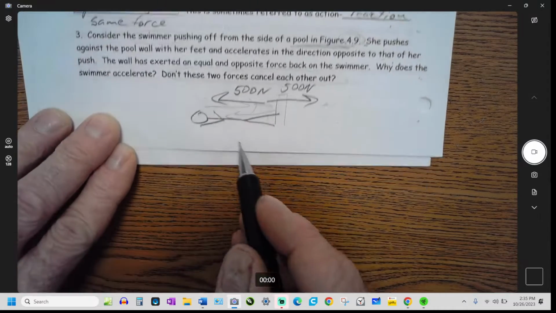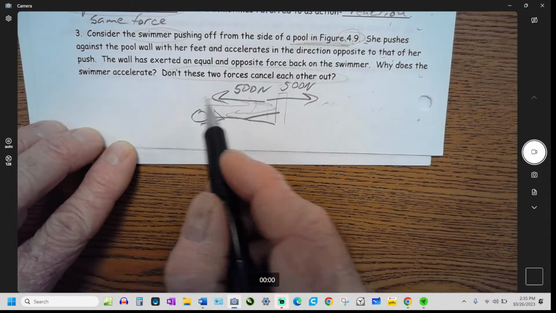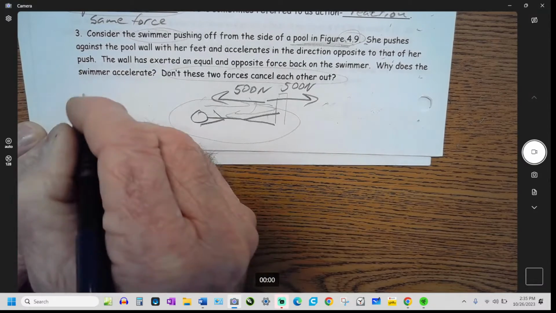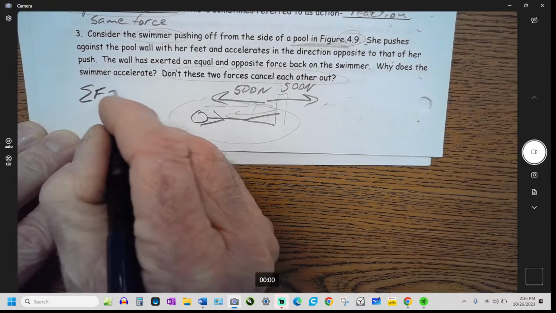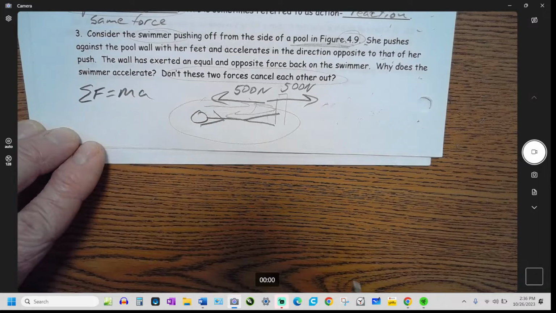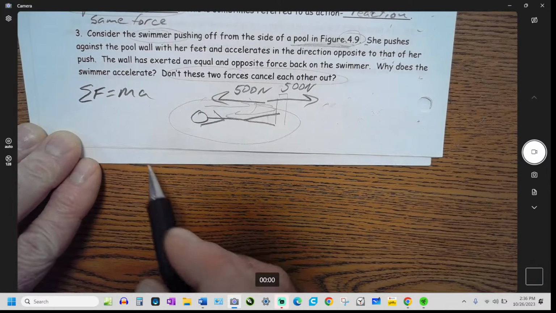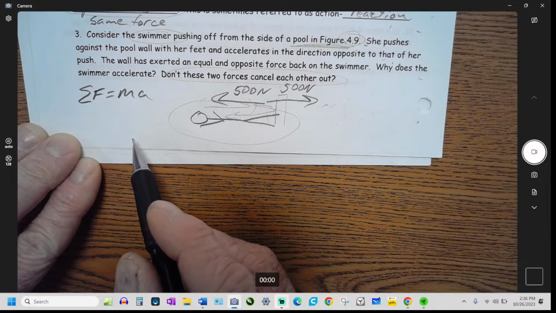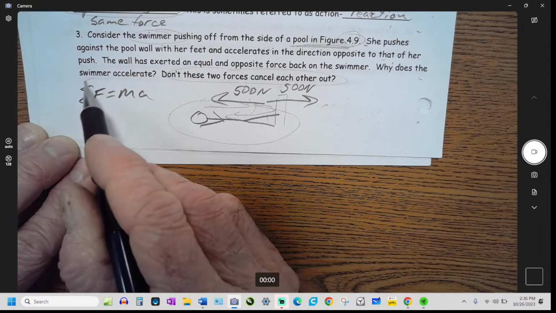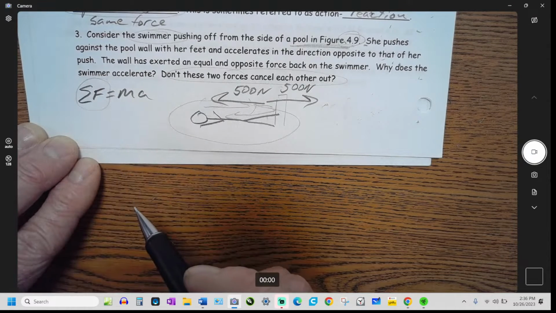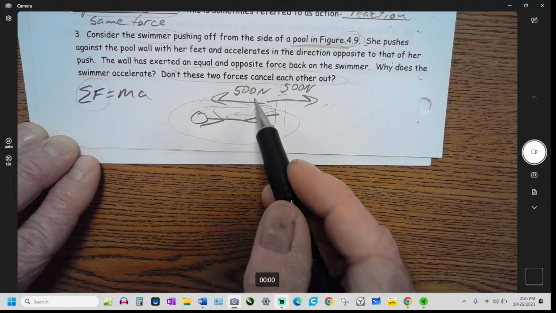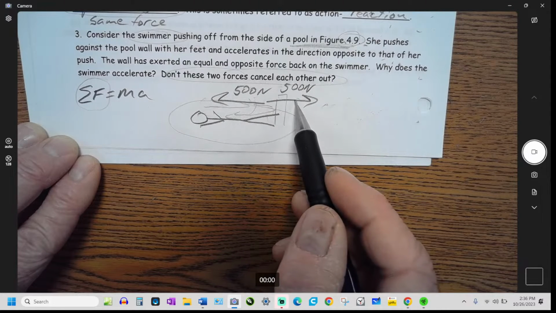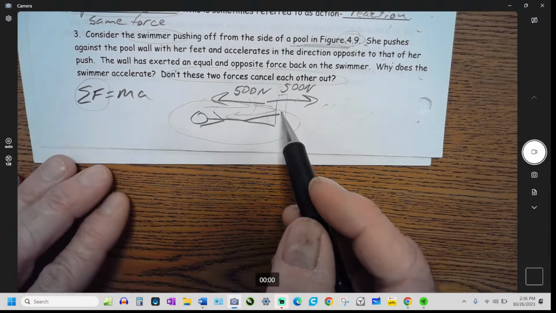But this is the swimmer, and I want to calculate the acceleration of the swimmer using F equals ma. So what do I put in for the net force acting on the swimmer? But don't they cancel out to 0? No, but that's not acting on the swimmer. That's right. So that's the key.